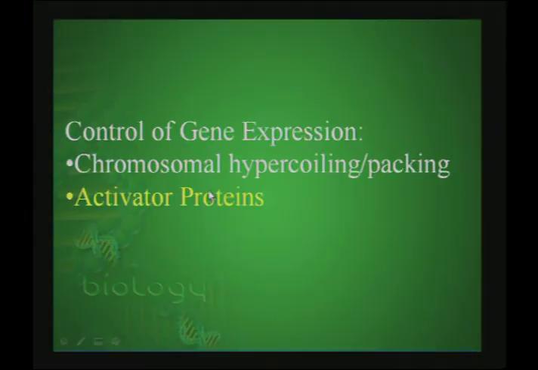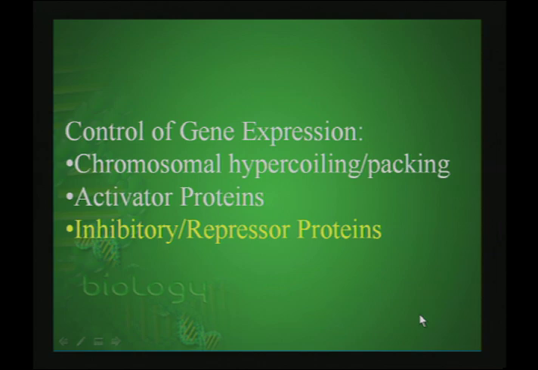Okay, now, in addition to that, there are also proteins that help activate genes, so-called activator proteins, and also so-called inhibitory or repressor proteins. What these do is work at the promoter region to either help polymerase bind to the promoter, or prevent or repress RNA polymerase from binding to the promoter region of a gene. So let's go ahead and look at an animation of that.